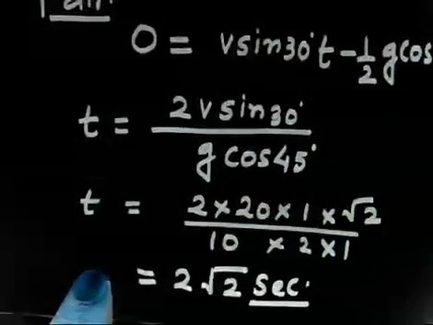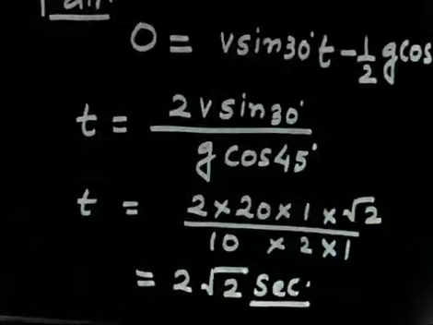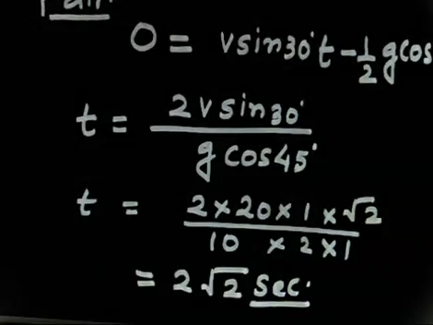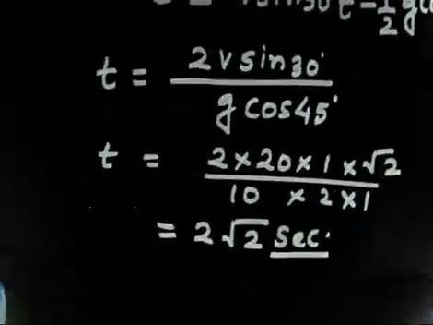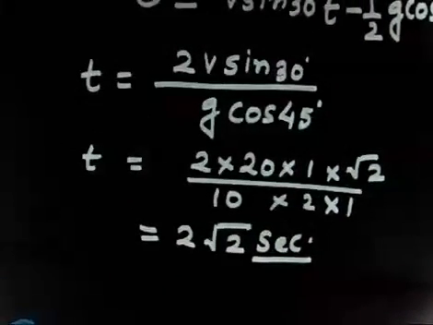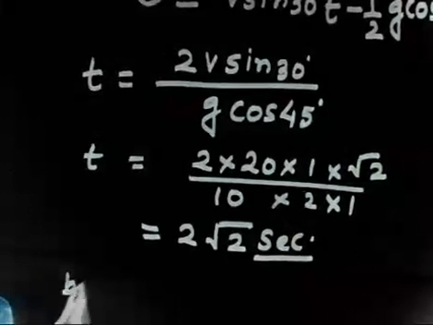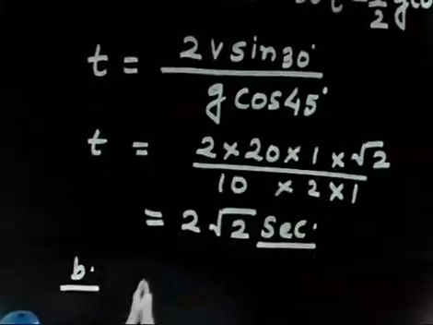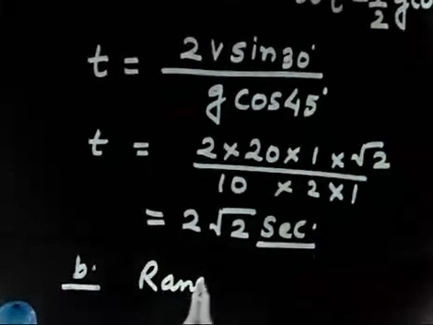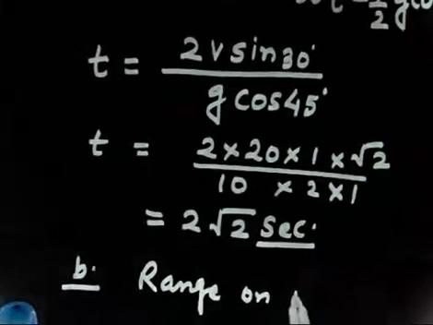Now B part of the question says what is the range on the incline. So B part, I think all of you have copied this one. To find B part, this says what is the range on the incline. That is important. Range on incline.